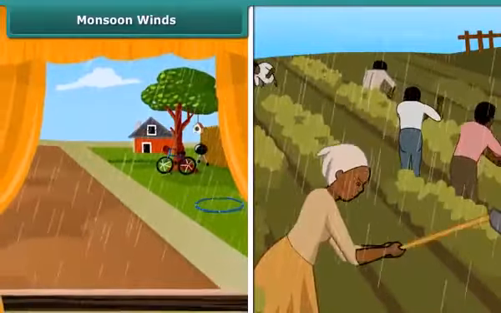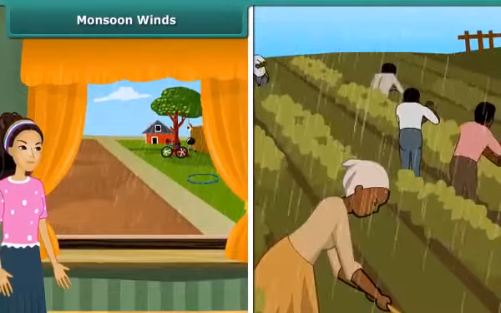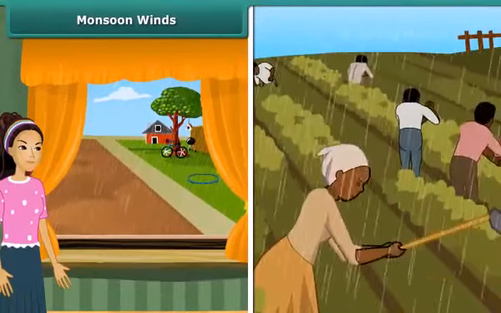Monsoon winds. All of us get a feeling of relief from the long hot summers during the monsoon season. Let us see how this monsoon appears.